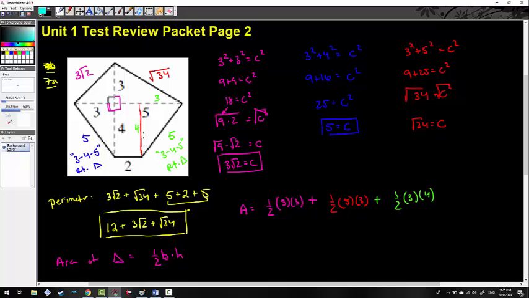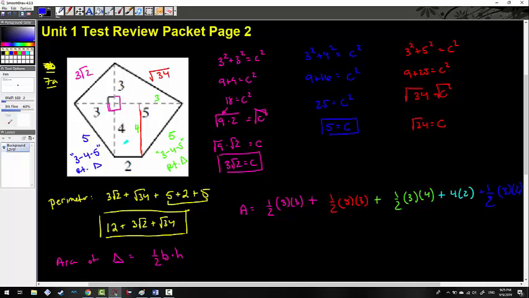It's easy to get into a rhythm and accidentally do 1/2 base times height for this rectangle, which I'm going to do in sky blue here. But remember, it's a rectangle, so it's really just plus 4 times 2. Again, why? Because this is a rectangle. Please don't get into the habit of just doing 1/2 base times height for everything. That doesn't apply to all shapes. So again, the last 1/2 base times height will come from this left underside triangle here, 3 times 2.